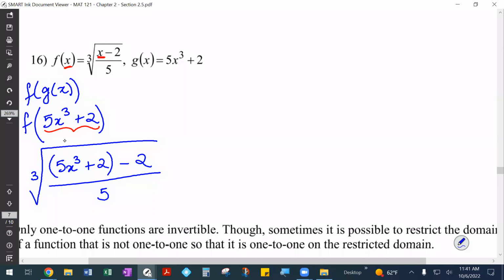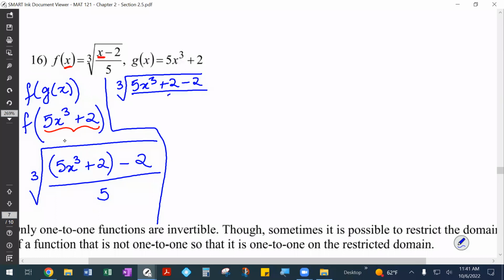Oh, I'm going to run out of space. Okay, so I have cube root, and let's see, 5x to the third power plus 2 minus 2, and then the whole thing divided by 5. And it's just about whatever you can simplify, right? So in this case, you can see the plus 2 minus 2 can cancel each other out right inside, which will leave us behind with, of course, the cube root on the outside.